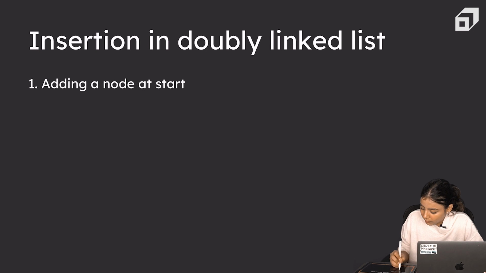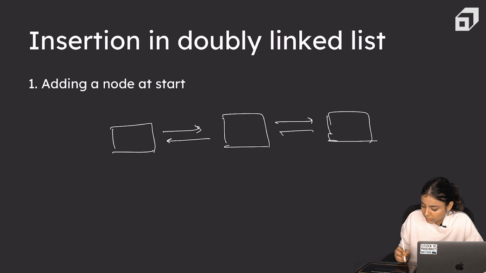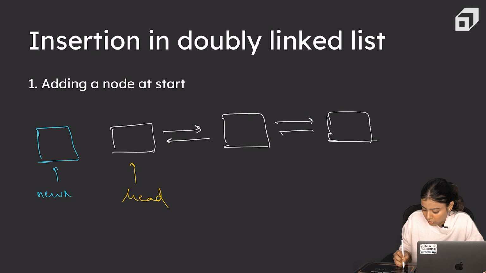So let's assume we have a doubly linked list, something like this, and we want to insert a new node at the beginning. First of all, we do have access to the first node through the head pointer, and our first step while inserting would be creating the new node, right? Let's call this the new node. This is the new node that we have created.